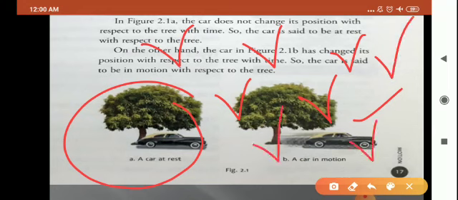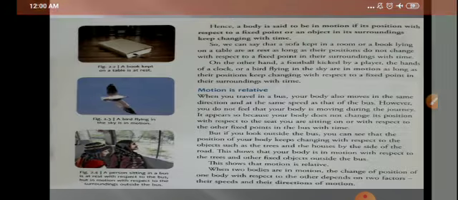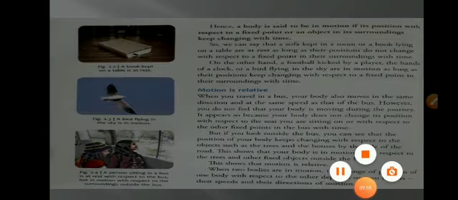Birds flying in the sky. Are these birds in motion? Yes, these birds are in motion because these birds are changing their position with respect to time, in reference to a fixed point or an object. So moving objects are in motion, and those objects which do not move with time are at rest. So I think, children, I am clear to you. Yes or no? Okay, now that's good.